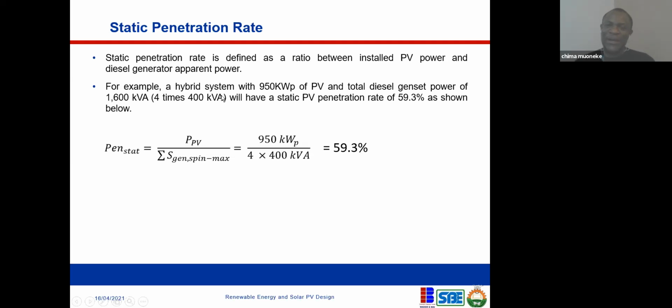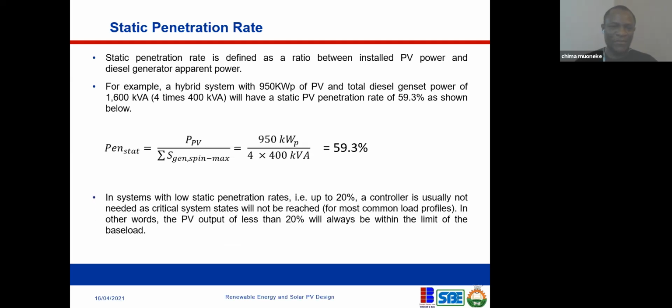So now we are talking about static penetration. Static penetration is talking about your installed solar PV. Mind you that installed solar PV is not the same thing as its energy yield or power output. Power output varies at all times. Your power output from this 950 kilowatt peak solar PV system in the morning is not the same thing in the afternoon, and it's not the same thing in the evening. So it varies.